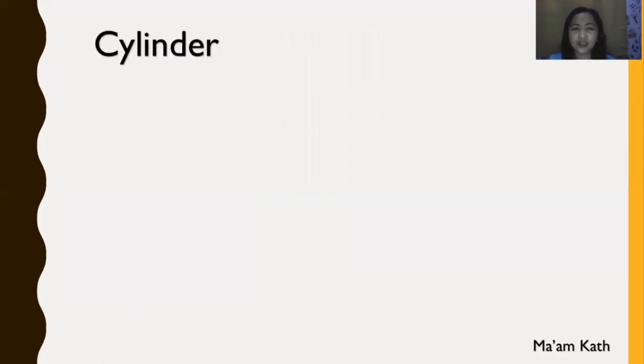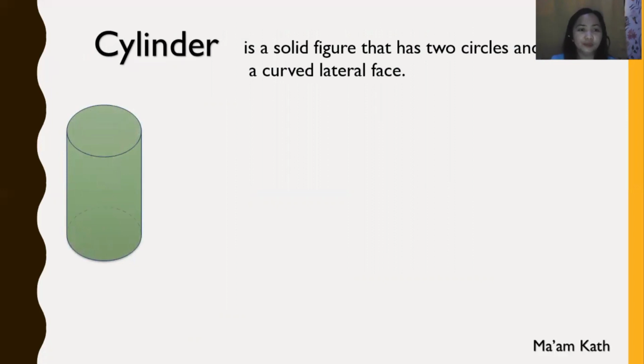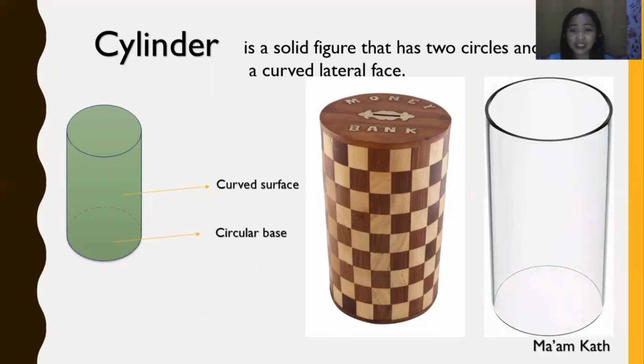Next solid figure is a cylinder. It is a solid figure that has two circles and a curved lateral face. So this is an example of a cylinder. We have the curved surface and the circular base. Okay, this coin bank is an example of a cylinder. And this cylindrical glass is an example of a cylinder.